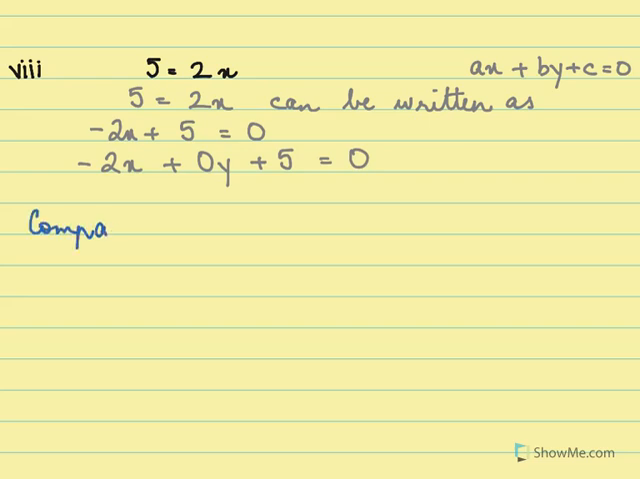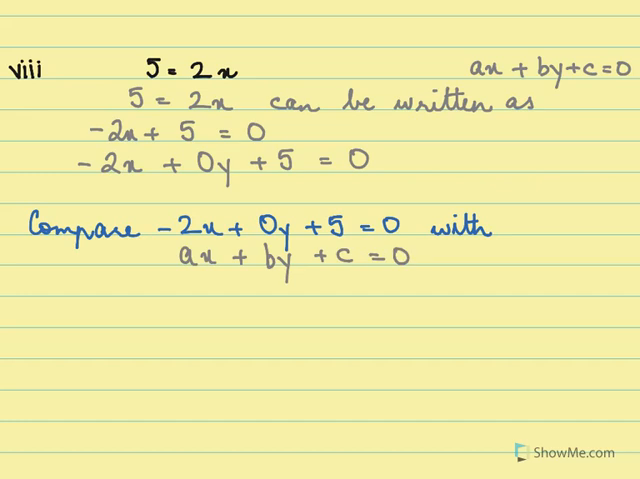Next part, I compare minus 2x plus 0y plus 5 equal to 0 with the equation ax plus by plus c equal to 0. And on comparing, I have a equal to minus 2, b equal to 0, and the c equal to plus 5.